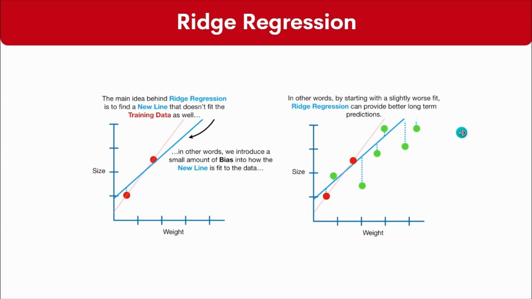If I want to tell you an example, see here. The main idea behind ridge regression is to find a new line that doesn't fit the training data as well, which means that we introduce a small amount of bias into how the new line is fit into the data. See here, you are having your training data, which is this red color line. You can draw a red line like this, which is perfectly passing through the points. But imagine a situation like this here. Your prediction or the testing data is going to be like this. So if you have the red color line, it is actually not going to be a good prediction, right?